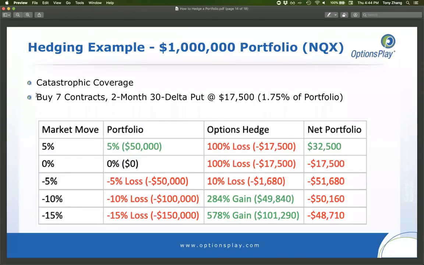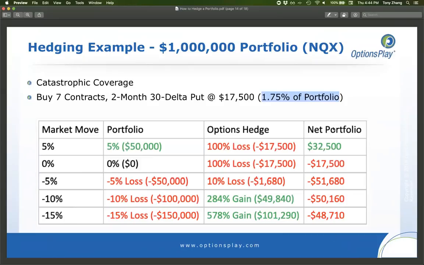So here on a $1 million portfolio, using that calculator I just showed you before, we're going to buy 7 contracts of a 2-month 30 delta put. That's going to cost me $17,500, which is 1.75% of the portfolio value. So 17 grand to insure a $1 million portfolio. And what I have here is simply the portfolio gains and losses in the second column, I have the options hedge in the third column, and then I have the net portfolio here on the right.